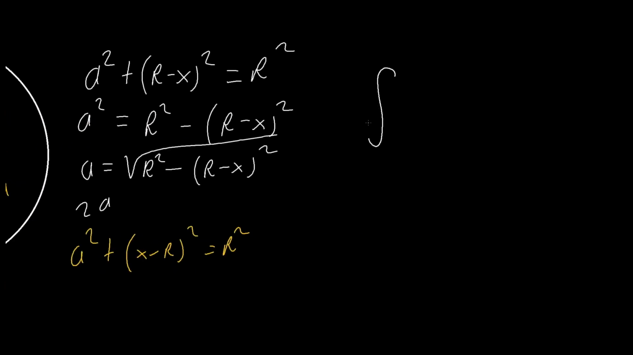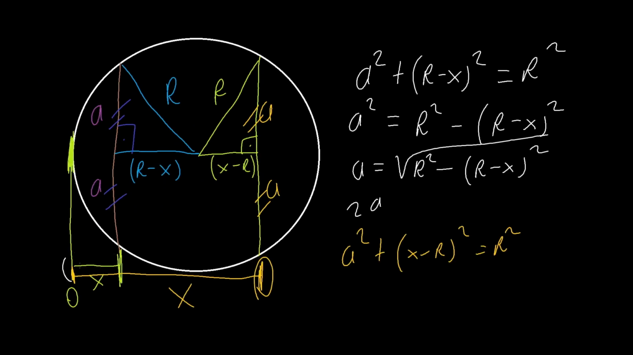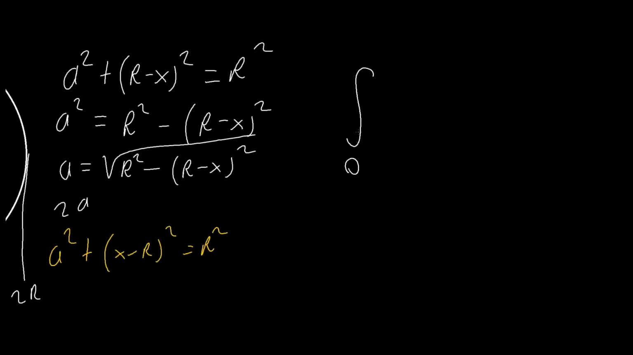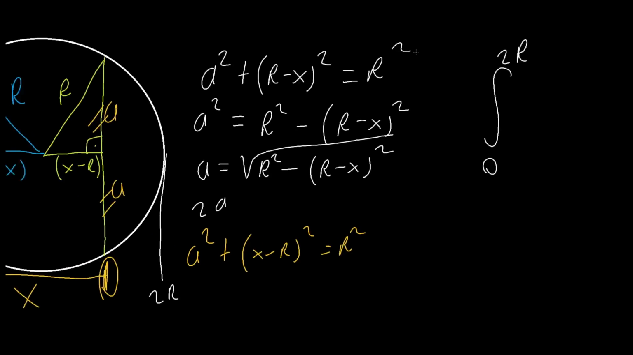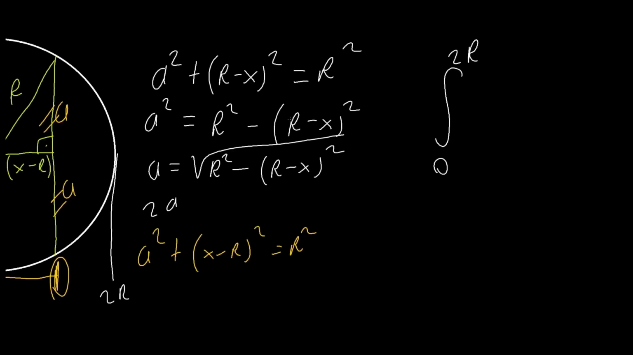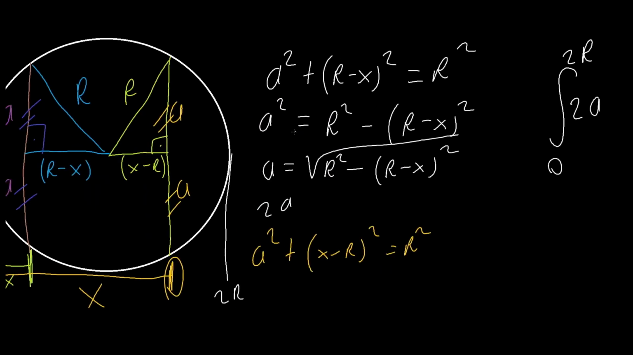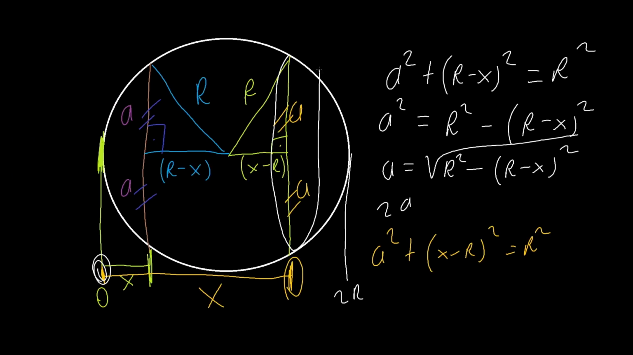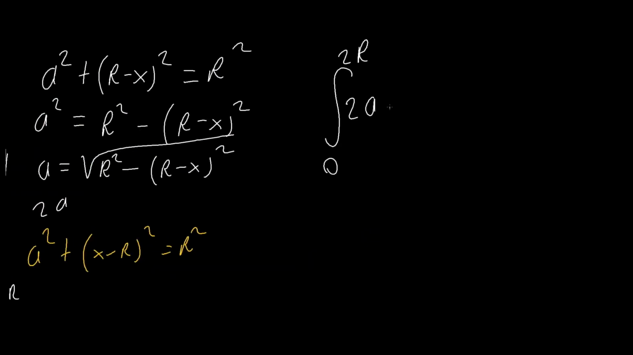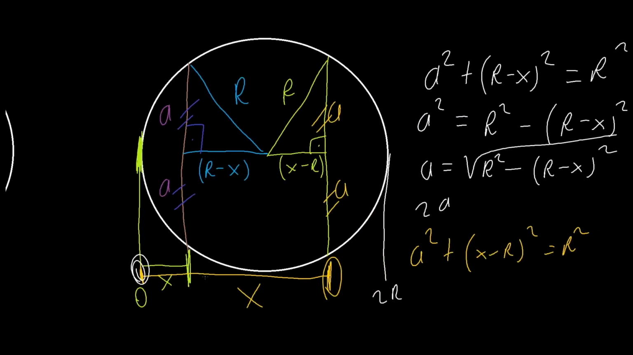So let's say integral, we are gonna start from 0 to 2r. What are we gonna say? We are gonna sum 2a, which is the length of our infinitesimal rectangles, with respect to x. Why? Because we are constantly changing the x. In one example, x will be here, and in another example, x will be here.